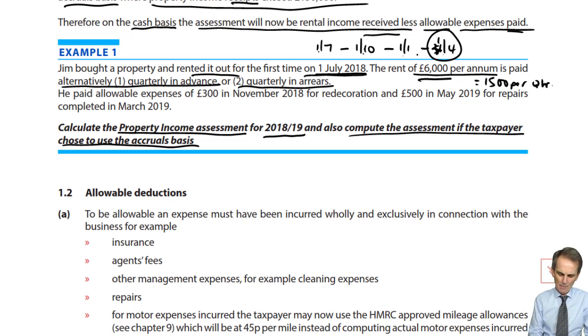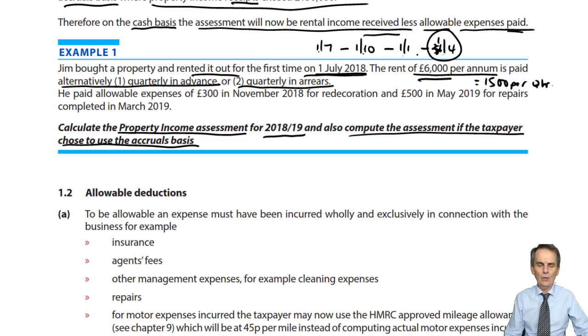So assuming that the amounts, as we have to assume, given this information, were received on the due dates, we received 4 quarters, £6,000. If the amount due on the 1st of April was not received until after the 5th of April 19, then we'd have only received 3 such quarters, £4,500 would be the amount received.